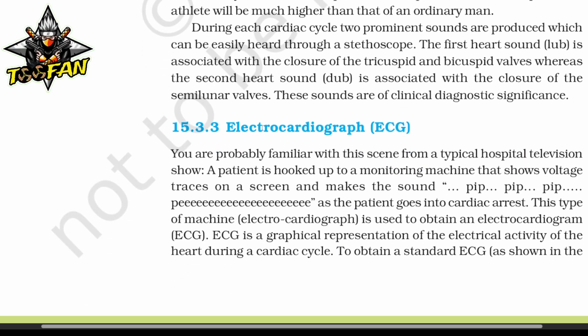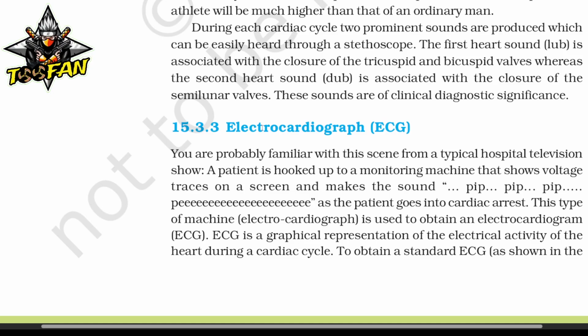The ECG, electrocardiograph. You are probably familiar with this scene from a typical hospital television show. A patient is hooked up to a monitoring machine that shows the voltage trace on a screen and makes the sounds beep, beep, beep, beep as the patient goes into cardiac arrest. This type of machine, an electrocardiograph, is used to obtain an electrocardiogram. An electrocardiogram is a graphical representation of the electrical activity of the heart during the cardiac cycle.